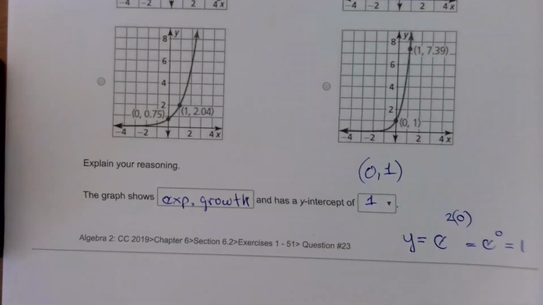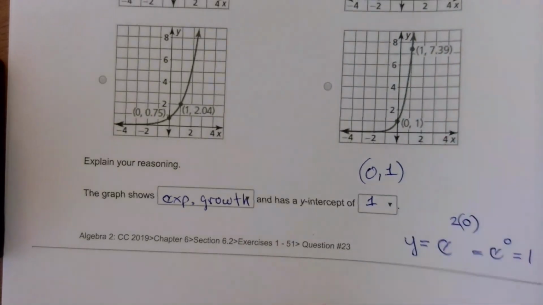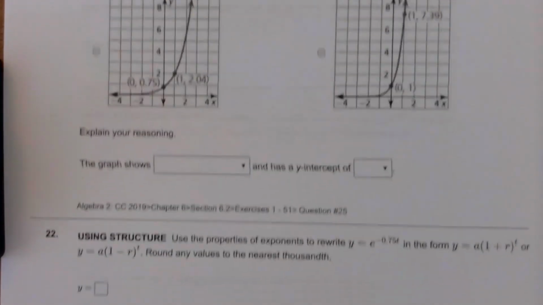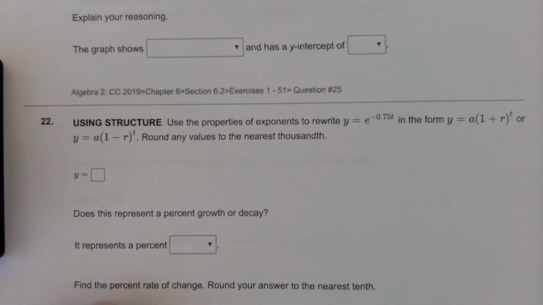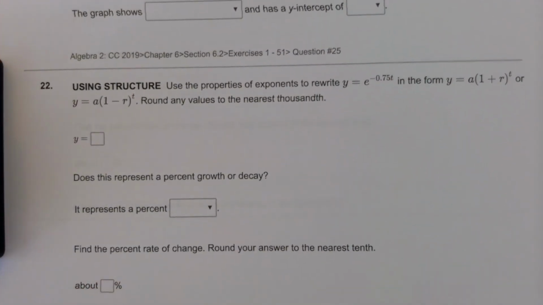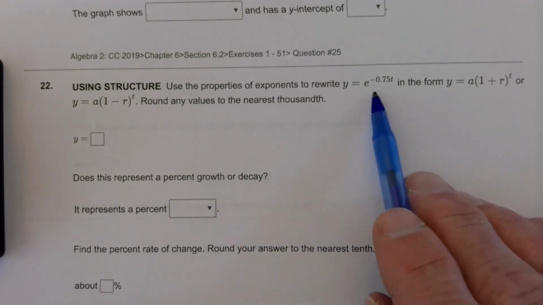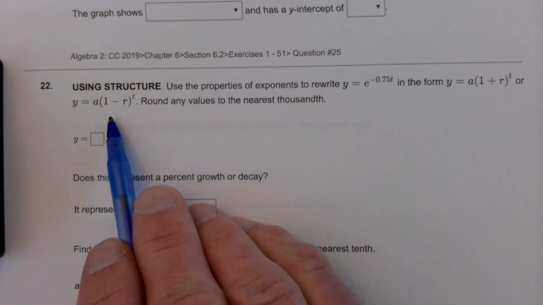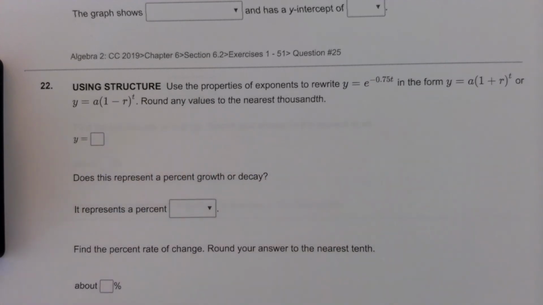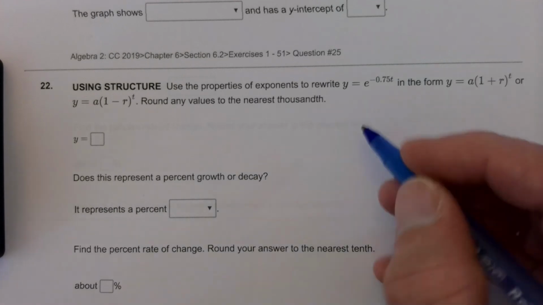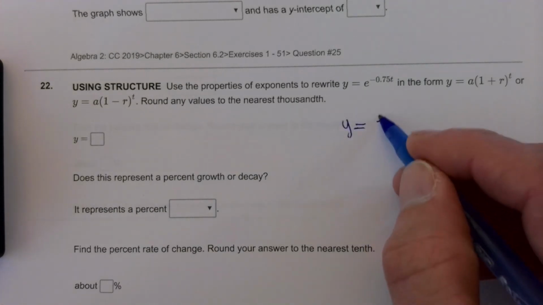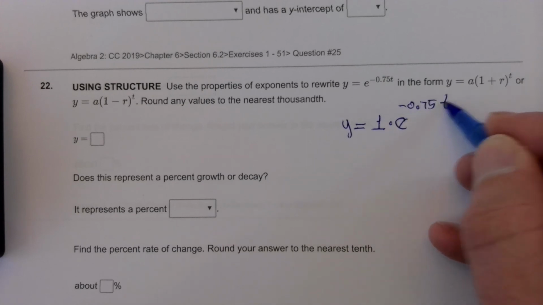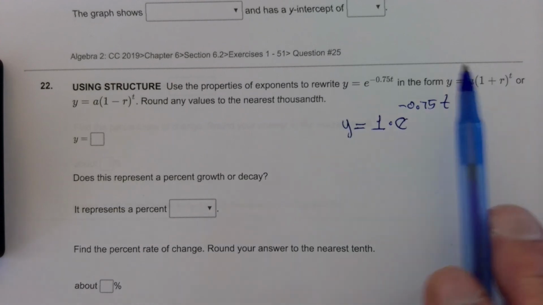All right, there's one more type of problem I want to get to, and I've got about a minute to get it done. And it looks like this. They want you to rewrite an exponential function with a base of e in one of these two forms, and also to figure out what the r is. Okay, well, here's the one we're dealing with. And it's supposed to compare favorably to one of these two.